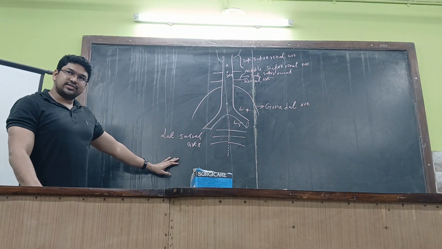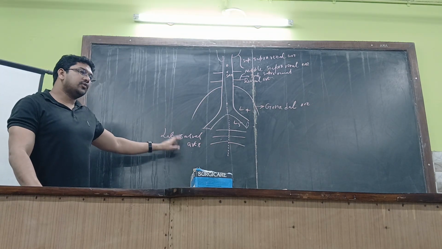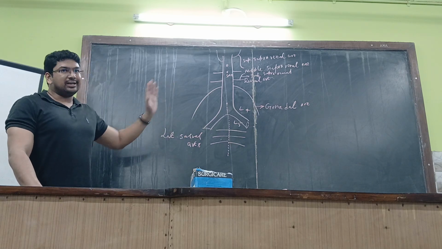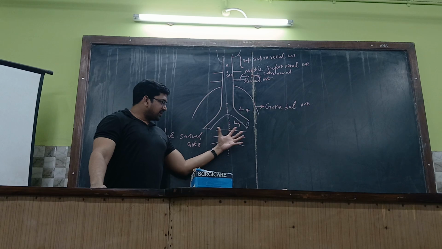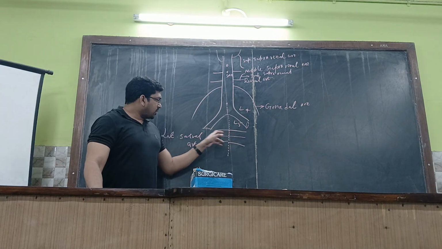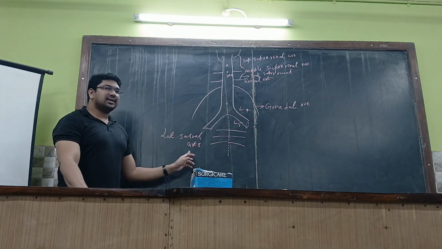Lateral sacral arteries. These are the branches of the posterior division of the internal iliac artery. We'll discuss a little bit. First of all, the median sacral artery will supply the rectum over here and also forms anastomosis with the lateral sacral arteries over here.